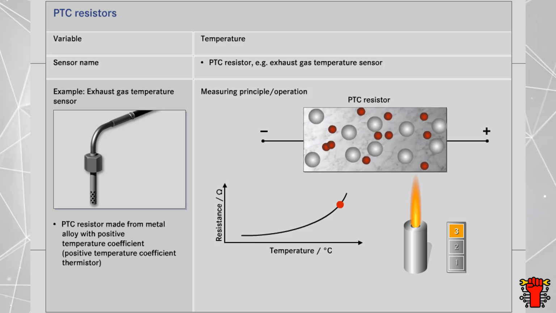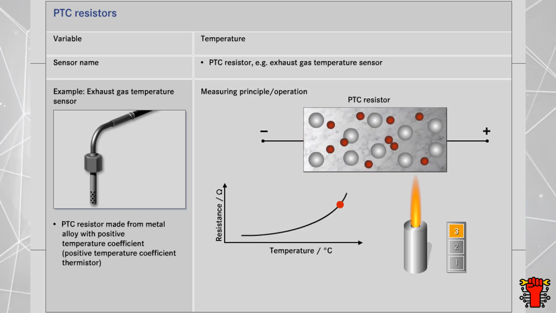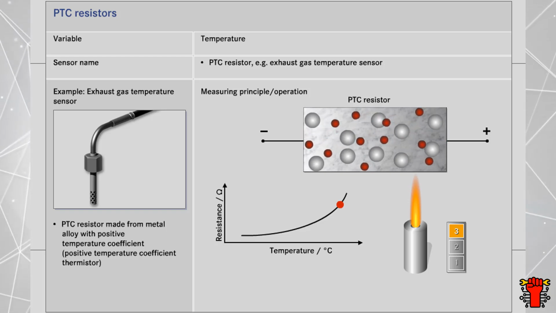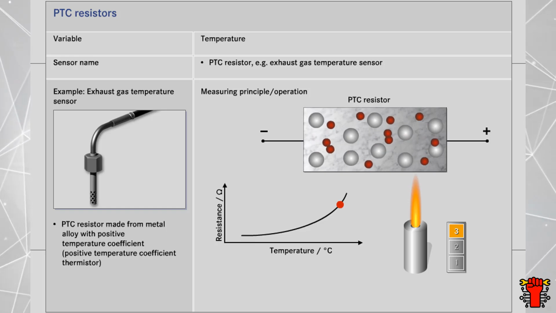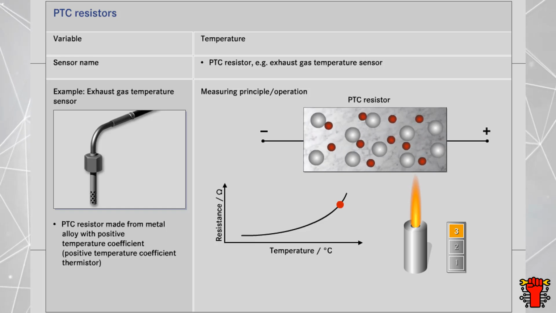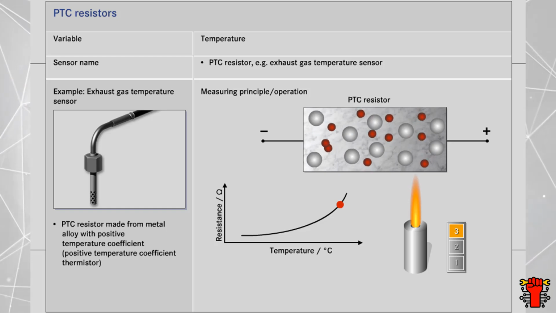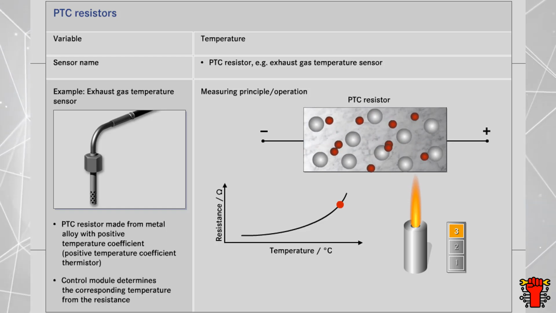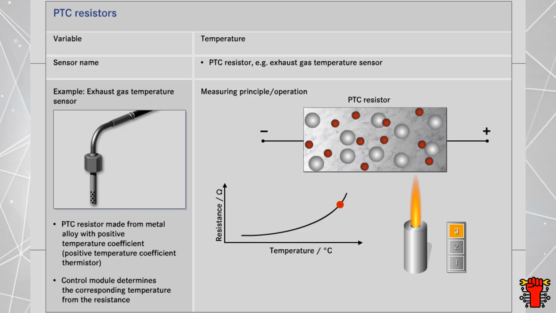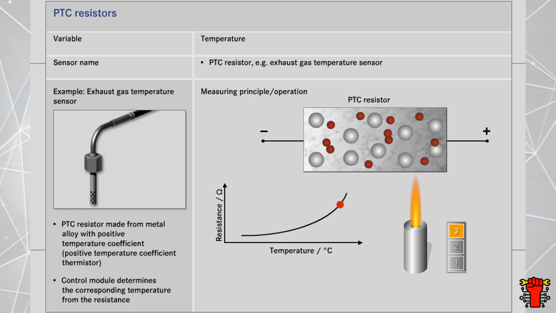The increase in resistance is caused by the increase in thermal oscillation of the atoms as temperature rises. These thermal oscillations impede the flow of electrons. In other words, the resistance increases. The increase in resistance is registered by the control module and converted into a corresponding temperature value.